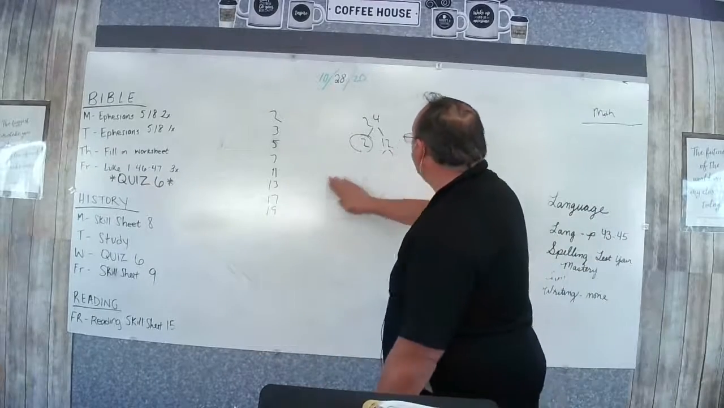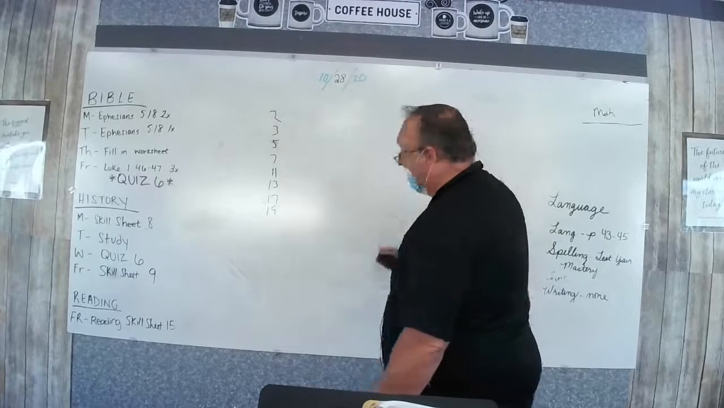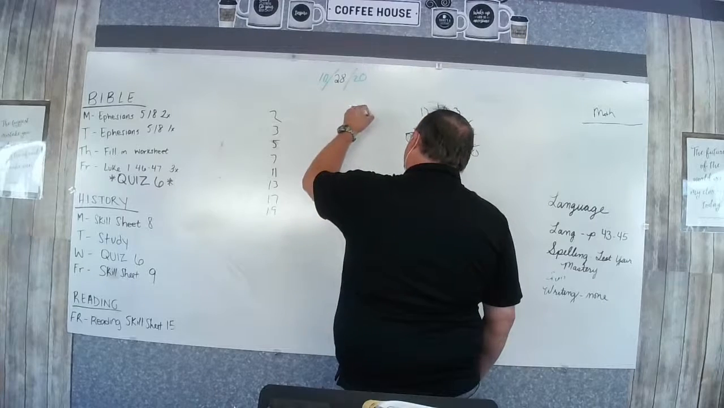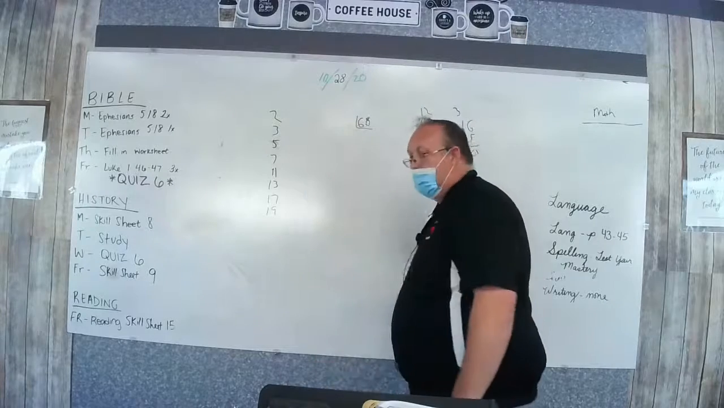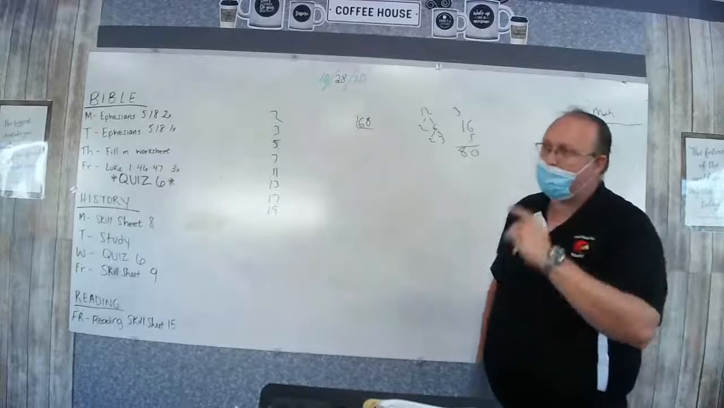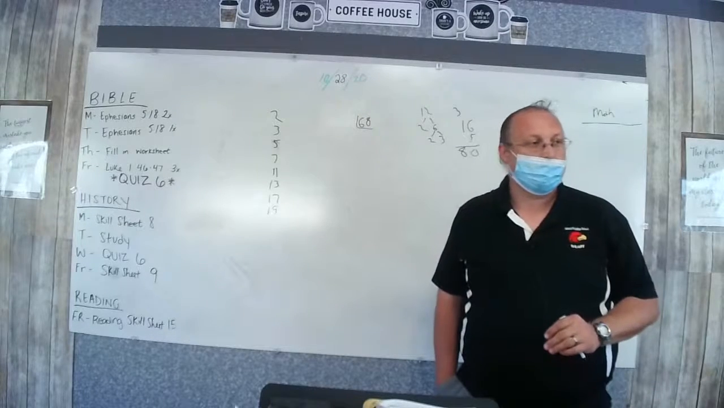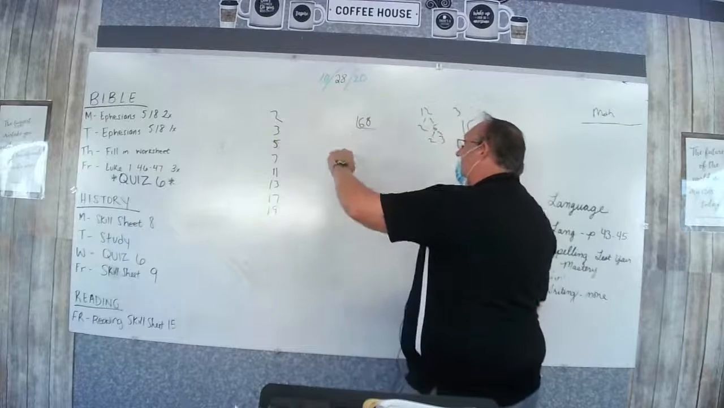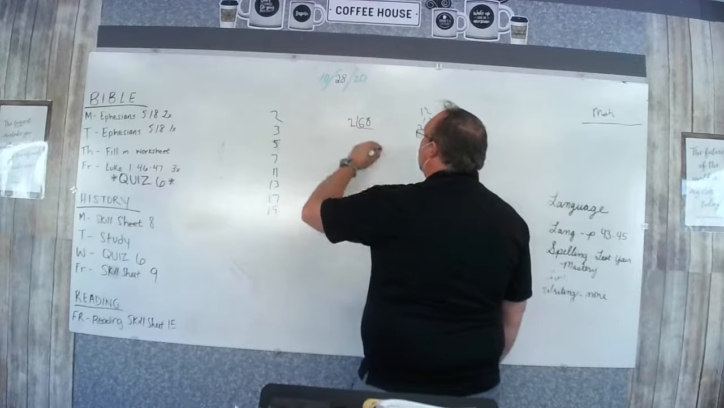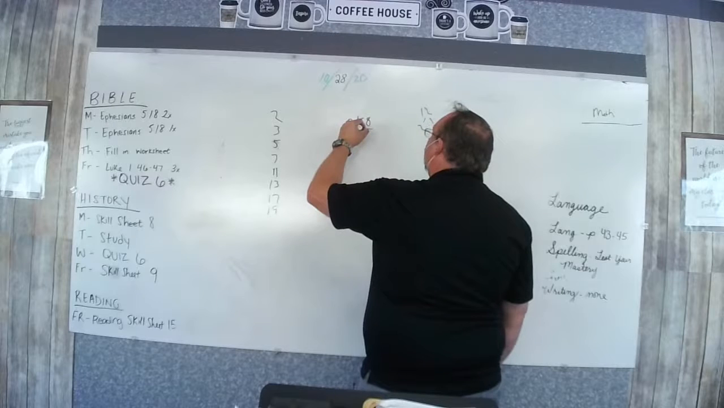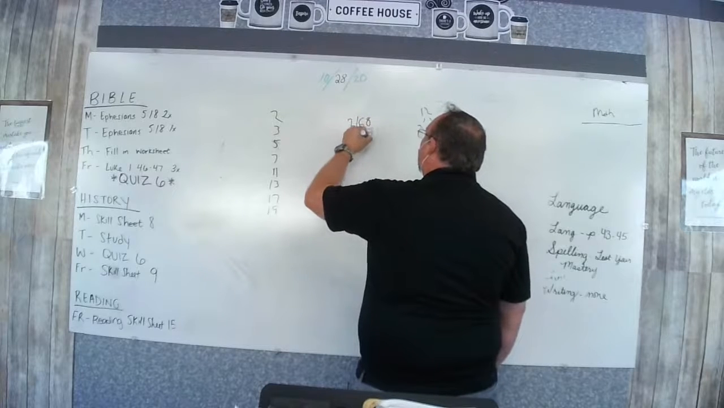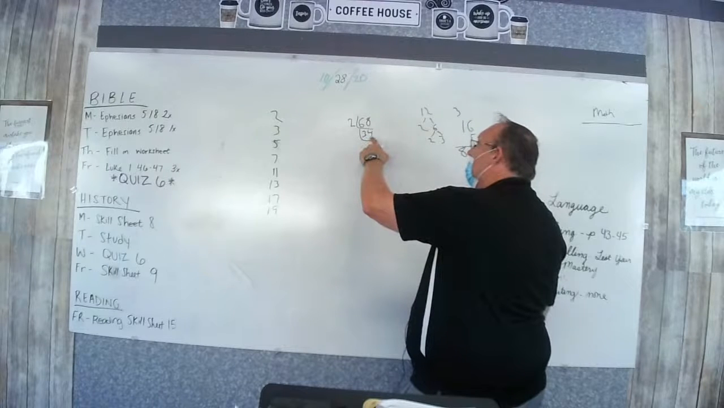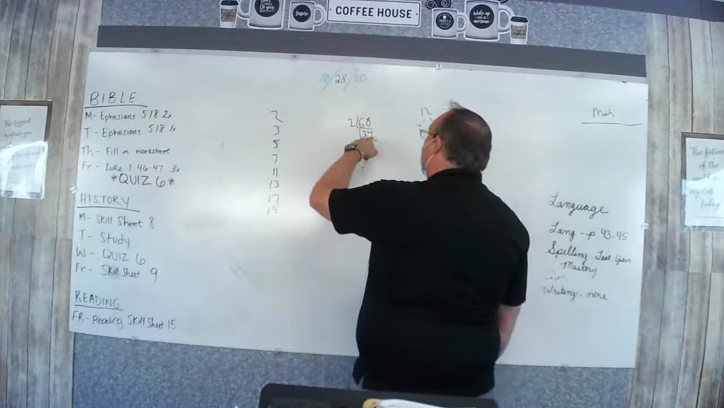The other way to do prime factorization is division of primes. We talked about this one before. This one we used before. Okay? 68. This is basically reverse division. Or upside down division. What number goes into 68? 2. Okay? 68 divided by 2 is? 34. Okay? Is this a prime number? No.